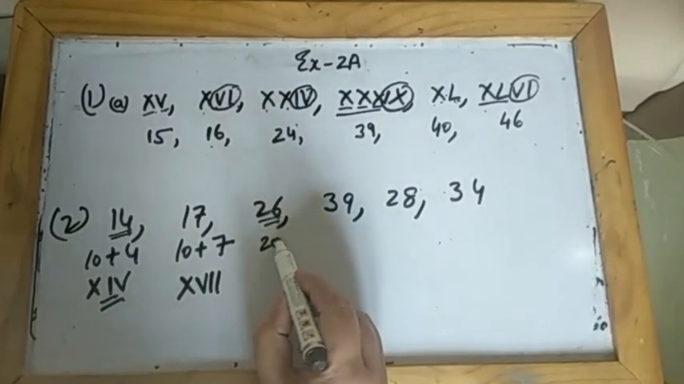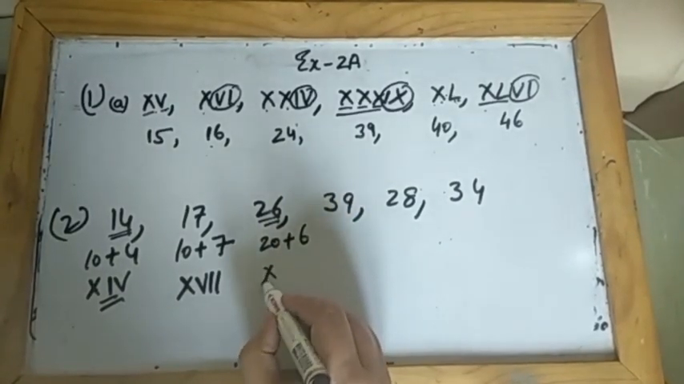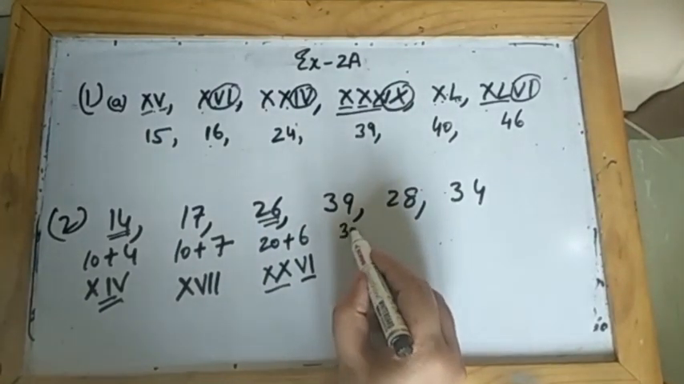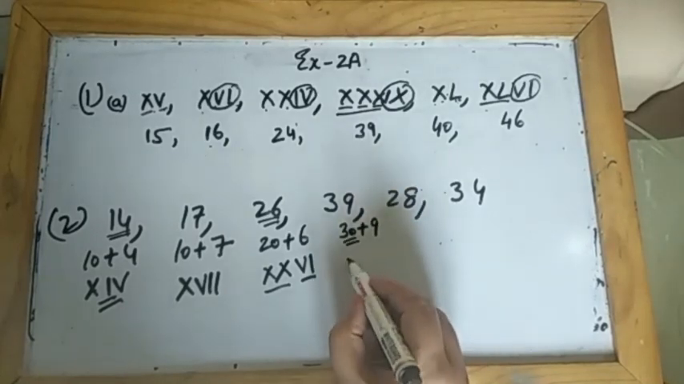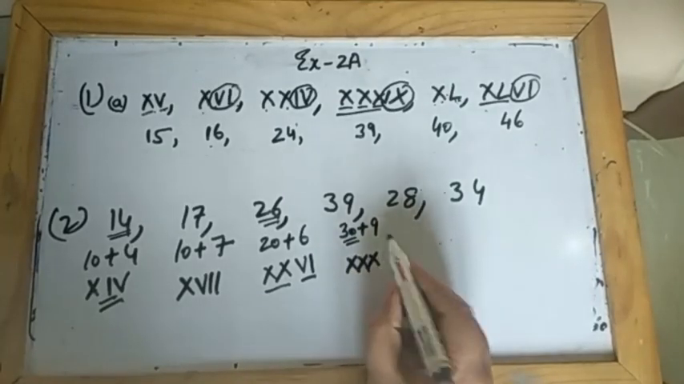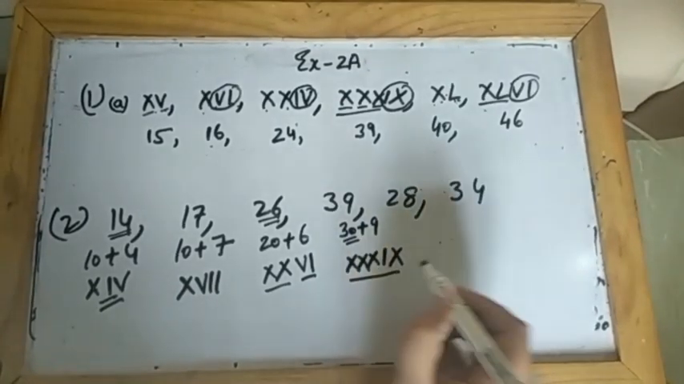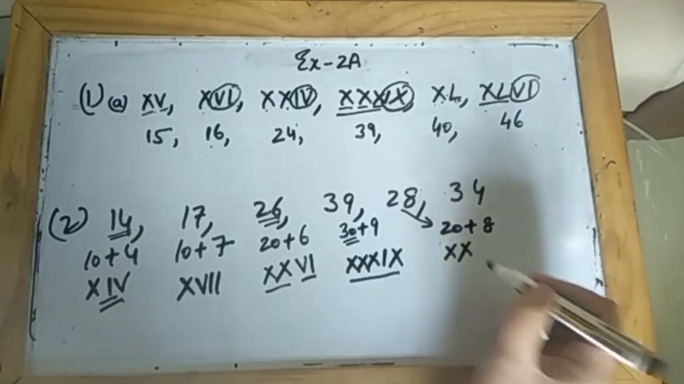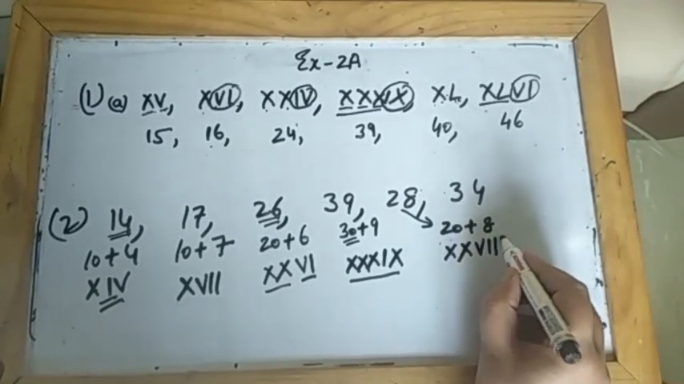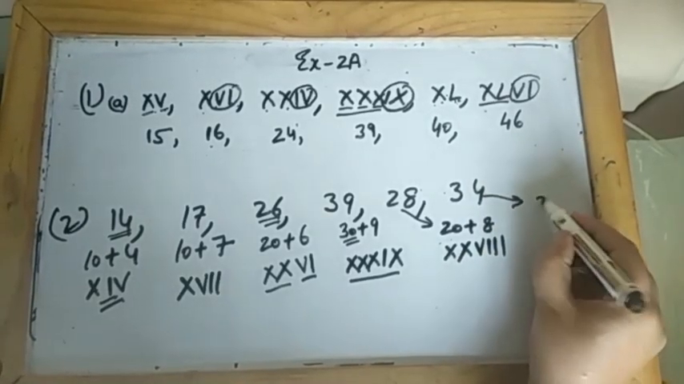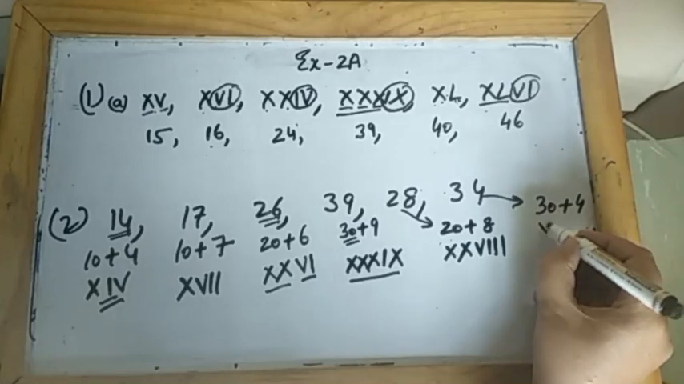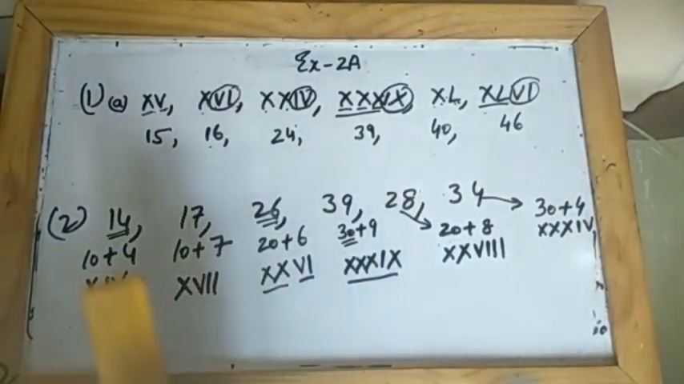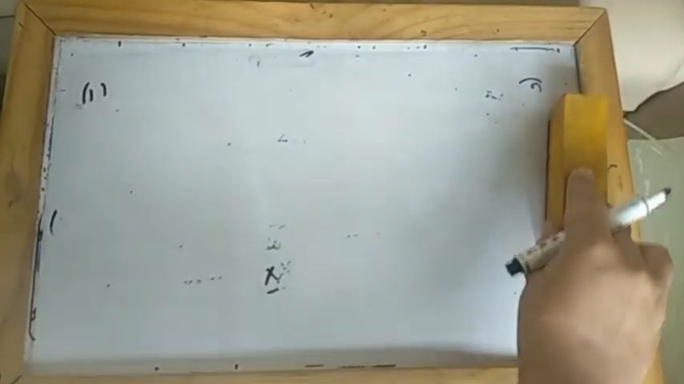Now 26. So 20 plus 6 is 26. So 20 we write XX and 6 we write like this. So 26. Now 39. So 39 means 30 plus 9. So how do you write 30? 30 we write XXX becomes 30 and 9 is this, 39. Now 28. So 28 means 20 plus 8. So how do you write 20? 20 I write like this. And how do you write 8? V, I, I, I. Now 34. So 34 is 30 plus 4. So XXX is 30 and 4 we write like this. So this becomes 34. Now let me take some more examples from the second question itself.